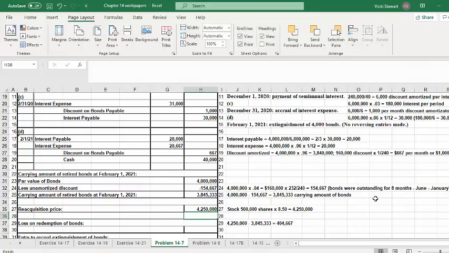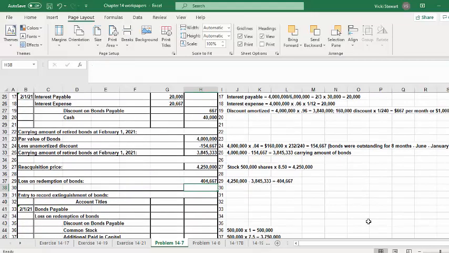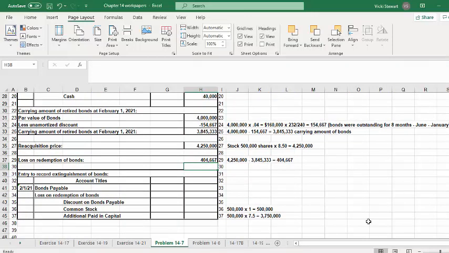So we have a loss on the redemption of the bonds because we are giving our bondholders stock that is worth $4,250,000 in exchange for bonds that have a carrying value of $3,845,333. So the loss on the redemption of the bonds is $404,667.